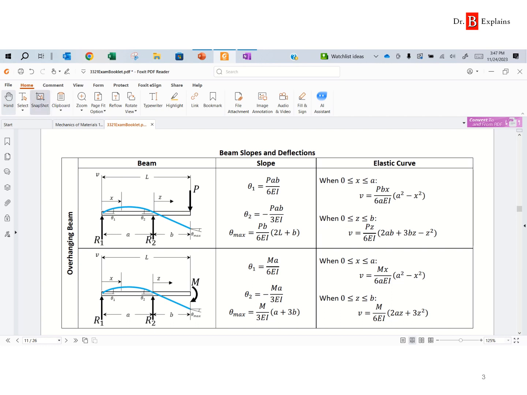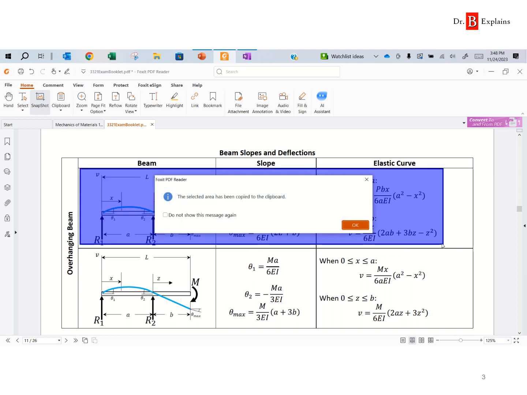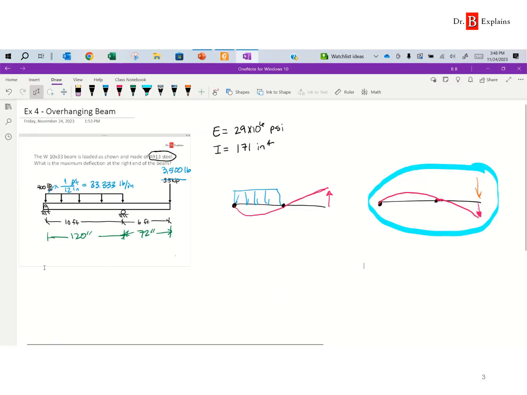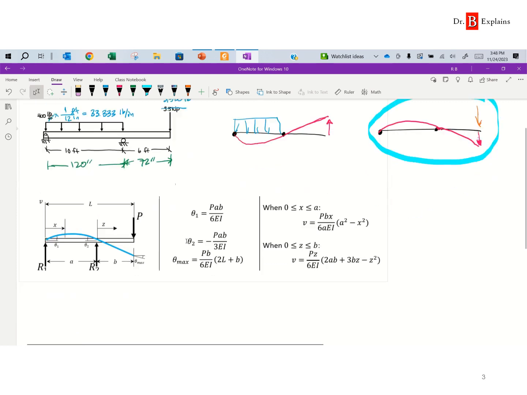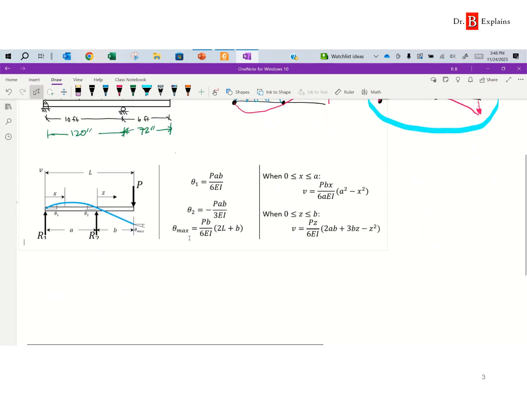Let me go ahead and just take a copy of this one. Actually, let me copy the whole thing, probably easier this way. I'll go to the OneNote. I'm going to put it here underneath. There we go. That way it's a little bit neater. Again, the equation that we're going to use is going to be this one right here. So let's just go ahead and figure out what the deflection is.